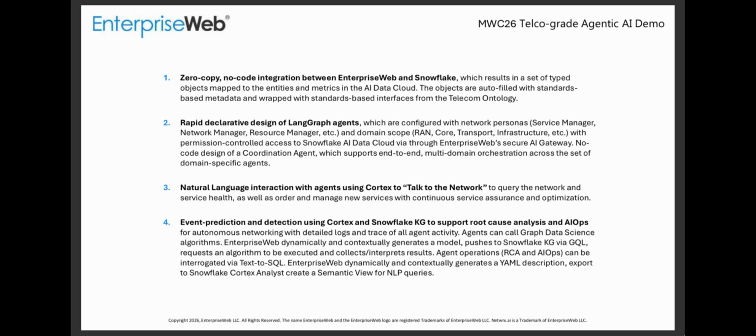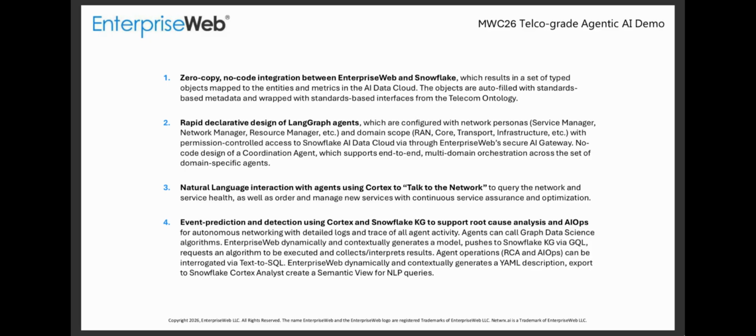In this demo, I'm going to use the EnterpriseWeb platform to create a set of domain-specific agents, one for managing services, one for managing network functions, and then a coordination agent that we can use to leverage the capabilities of each of those discretely and together to do advanced things like deploy network services, examine their health, and so on, and even respond to things like AI ops events.